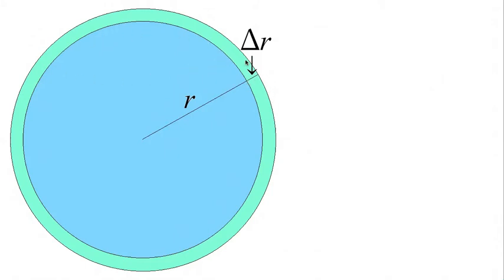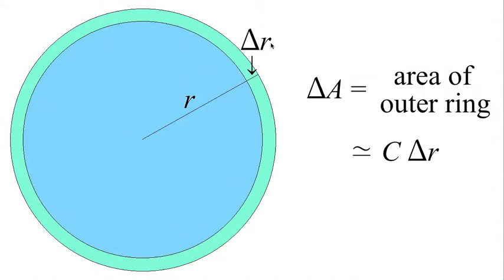And the question is, what's the area of that ring? How big is it? And how does it compare to the length of the radius that we added? So the change in the area is the green part, the area of the outer ring. And what I want to claim is that it's roughly equal to the circumference of the circle times this change in the radius. Now let's think about that for a second.